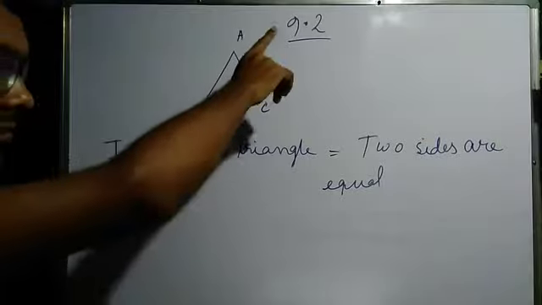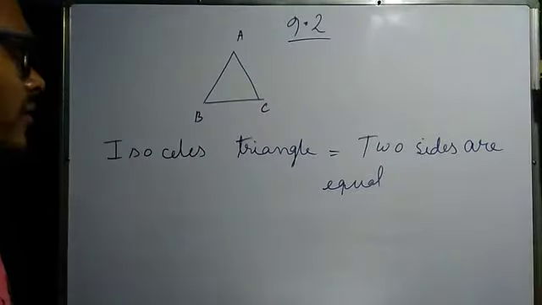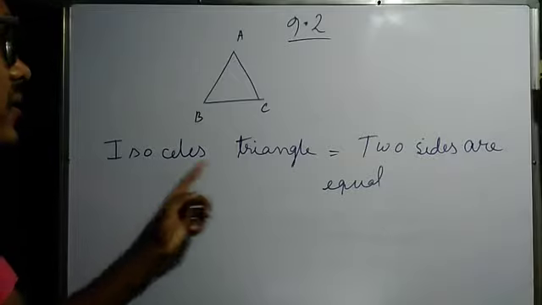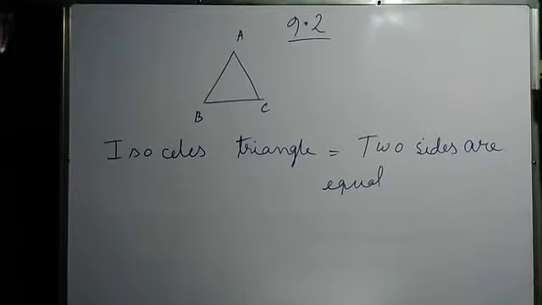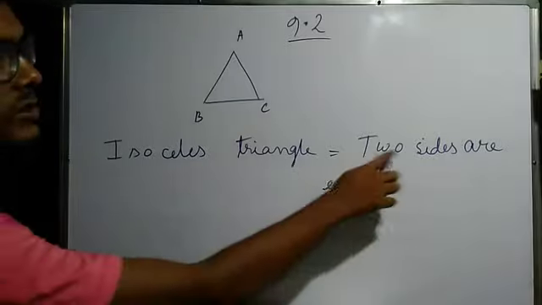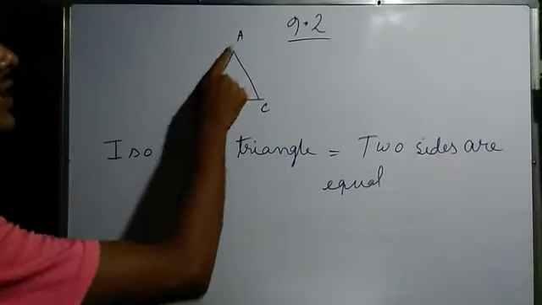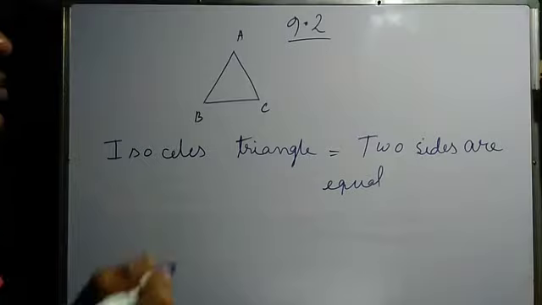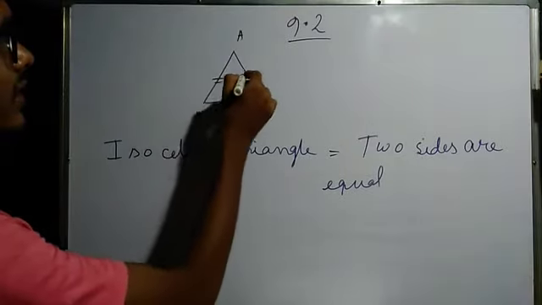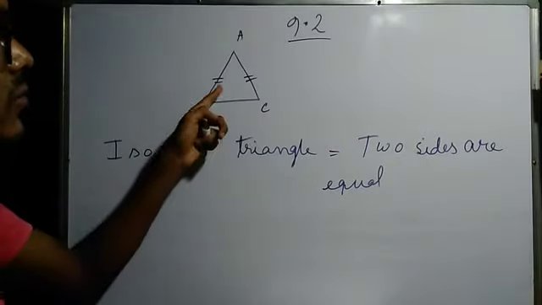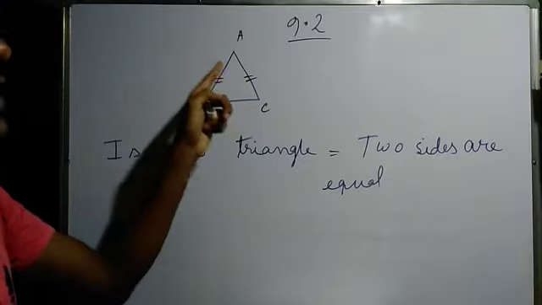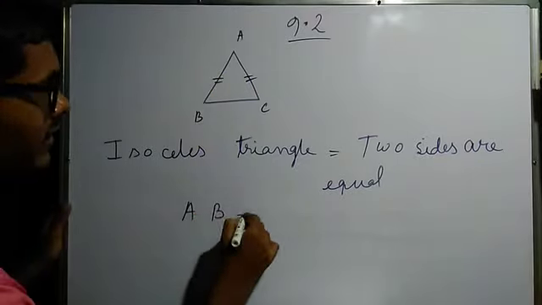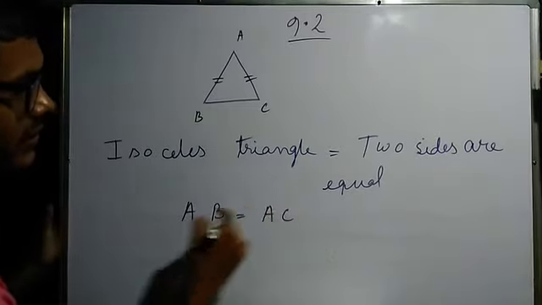In 9.2, basically we need this type of triangle, the isosceles triangle. I have already told you isosceles means two sides are equal. Suppose ABC is a triangle, and you assume two sides are equal. That means AB and AC are equal. These two cross lines represent equal sides. So AB is equal to AC.